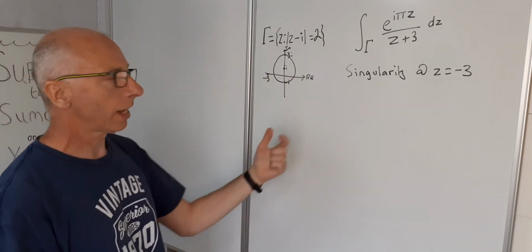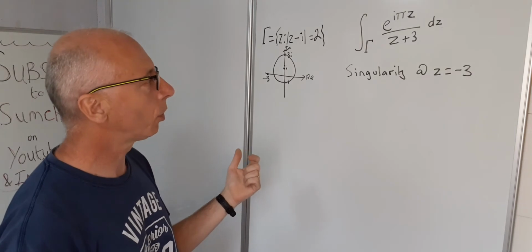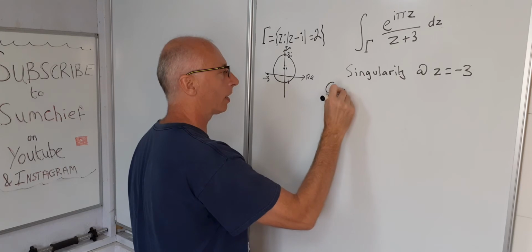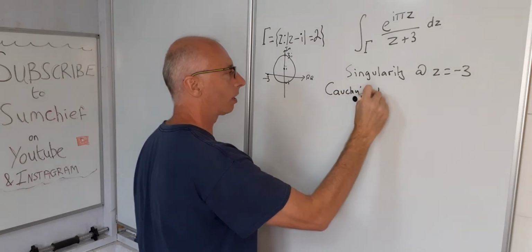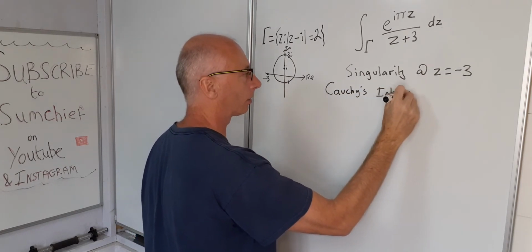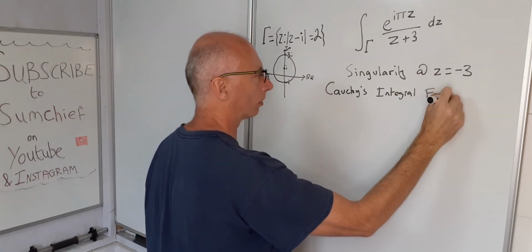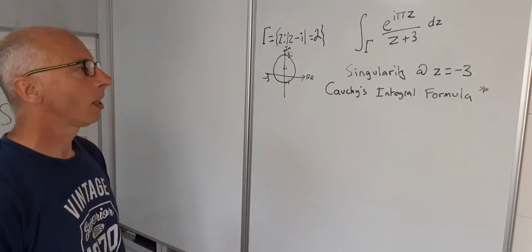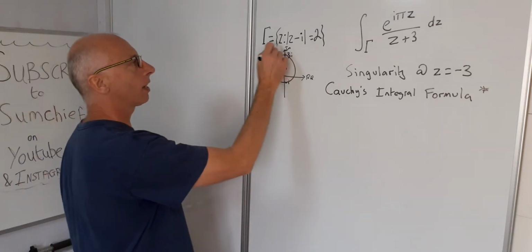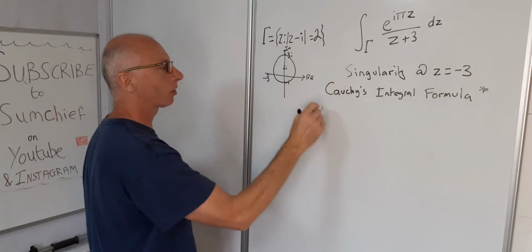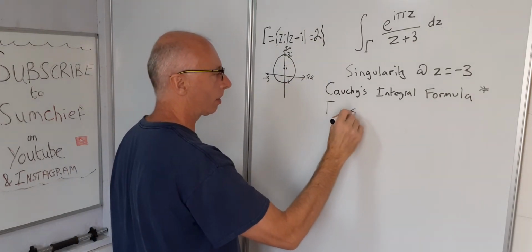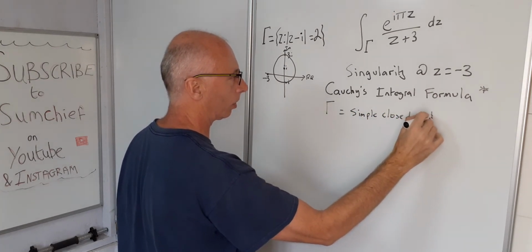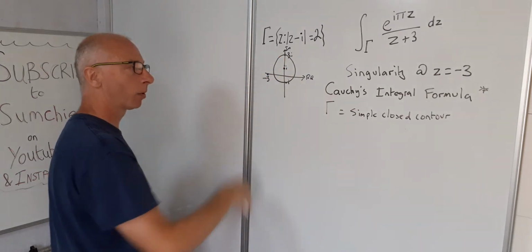To get the answer to this, we'll use Cauchy's integral theorem, a special result of Cauchy's integral formula. Let's just write that down on here: Cauchy's integral formula, with a star next to it because it's a special result. Here, gamma is a simple closed contour. Any circle like this is a simple closed contour.